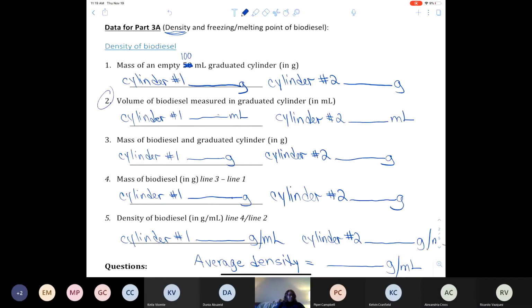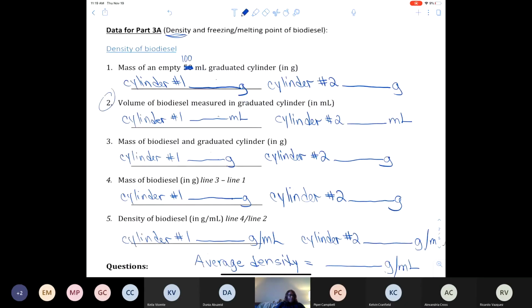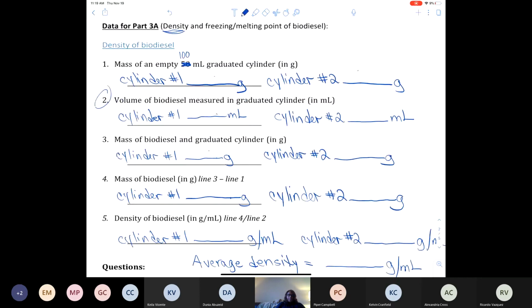And then the information you need for number 1, you'll get by viewing 2 separate pictures. And the same thing for number 3. You'll get that information by viewing 2 separate pictures. And then the rest, 4 and 5, are calculations that you make based on the information that you got from the pictures for questions 1 through 3. Any questions about part 3A on your data sheet?